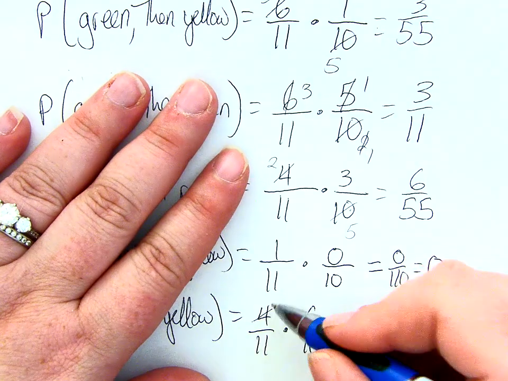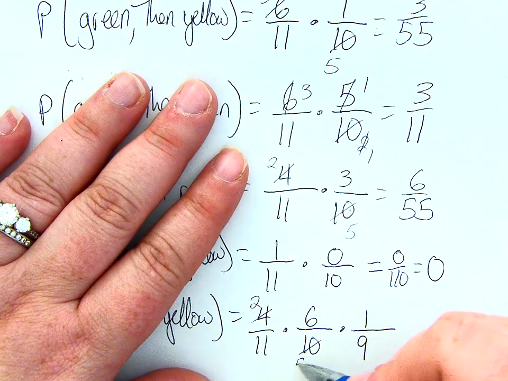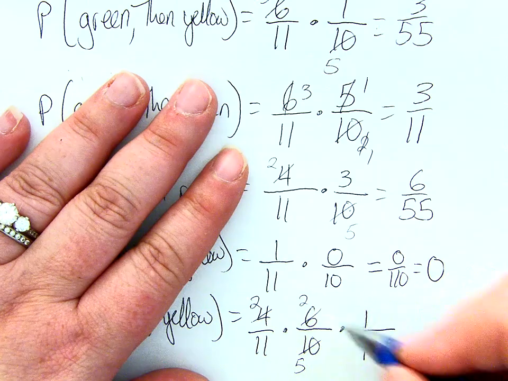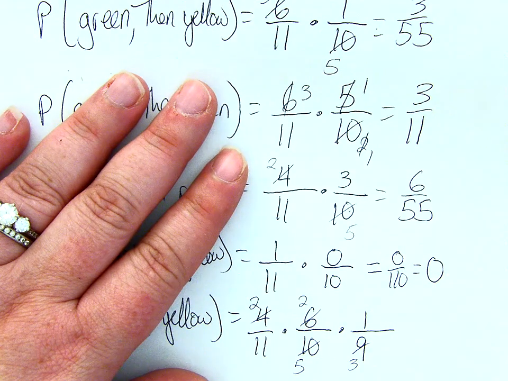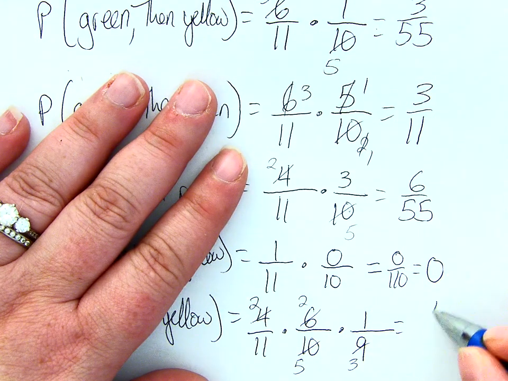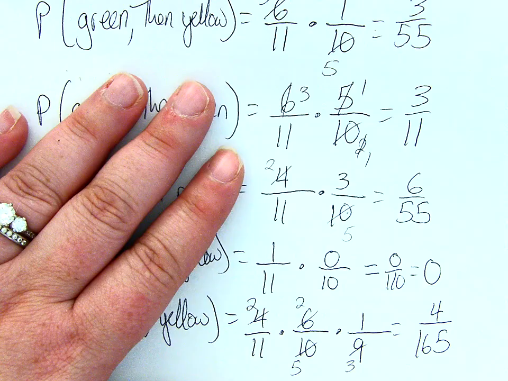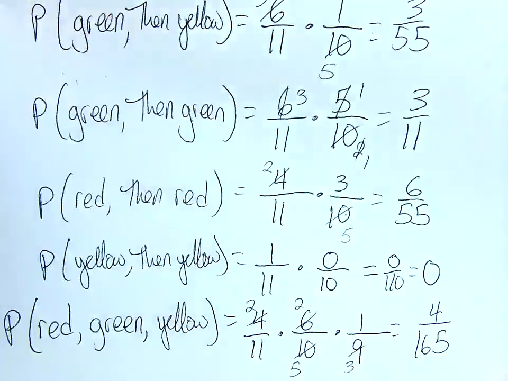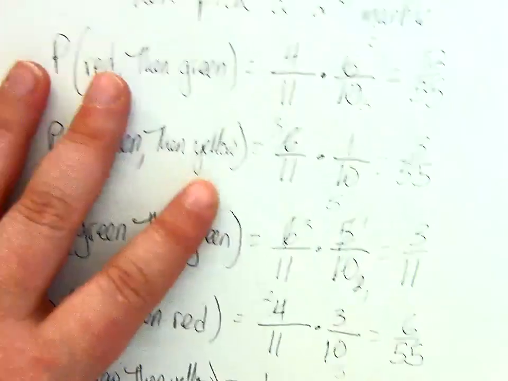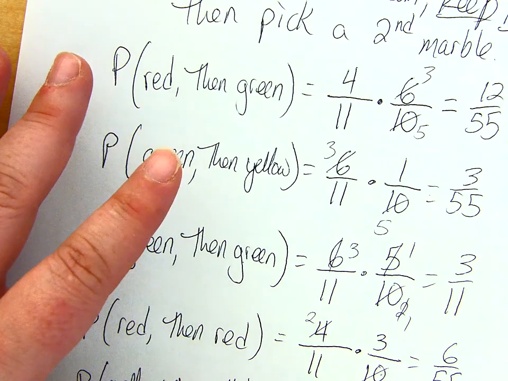Let's see. I like to simplify. 2 over 5, 2 over 3, and I think that's it. So it would be 4 over 165. Cool. All right. Does all this make sense?